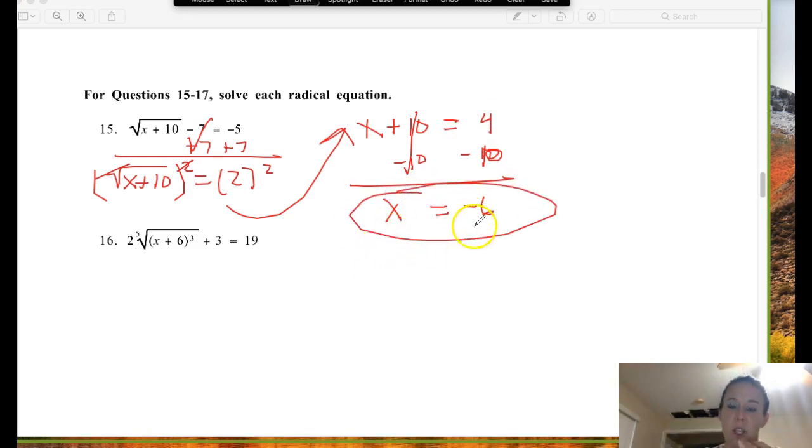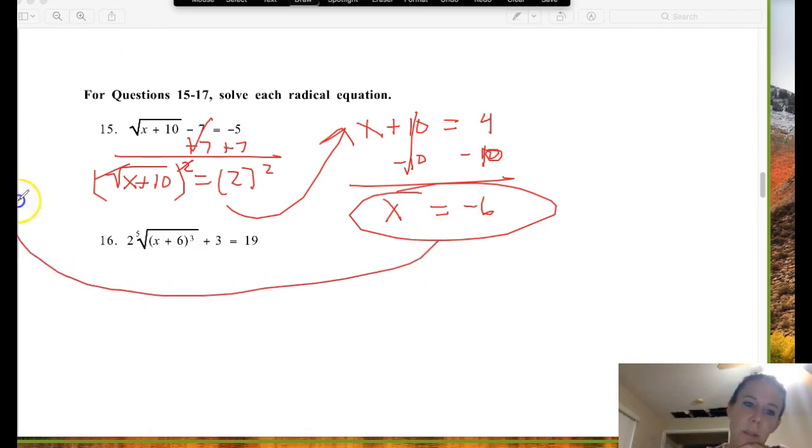Check it. You may come up with solutions that don't actually work, and you're going to tell me it's a solution. You're going to get marked wrong because you didn't check it. Plug this in here and see if this is valid. Negative 6 plus 10 gives you positive 4. The square root of positive 4 is 2. 2 minus 7 is negative 5. Check. That one works. You're good.